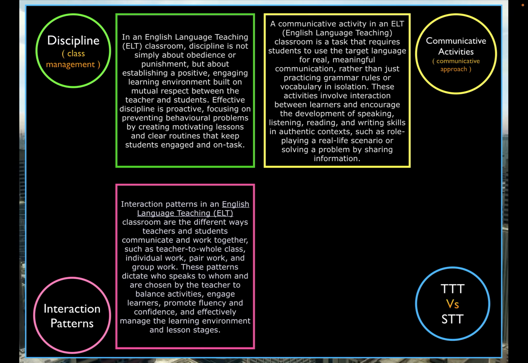Interaction patterns. Interaction patterns in an English language teaching ELT classroom are the different ways teachers and students communicate and work together, such as teacher to whole class, individual work, pair work, and group work. These patterns dictate who speaks to whom and are chosen by the teacher to balance activities, engage learners, promote fluency and confidence, and effectively manage the learning environment and lesson stages.